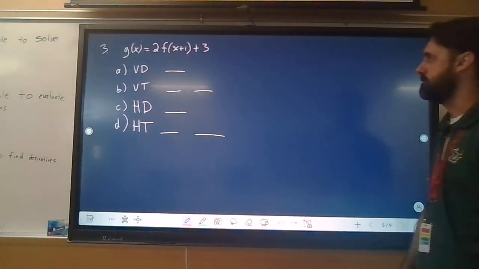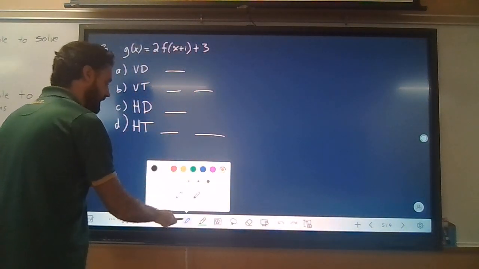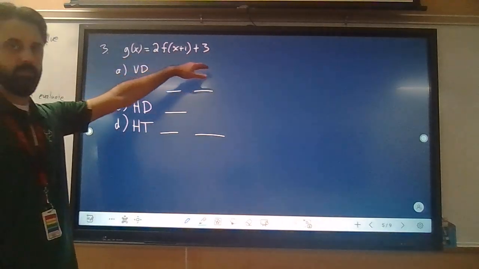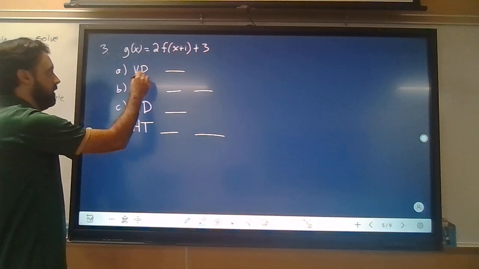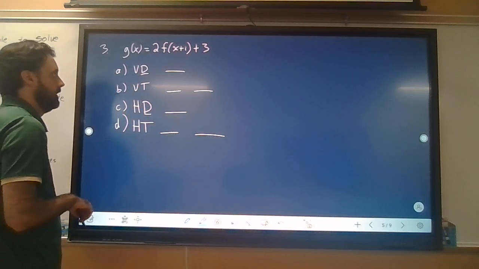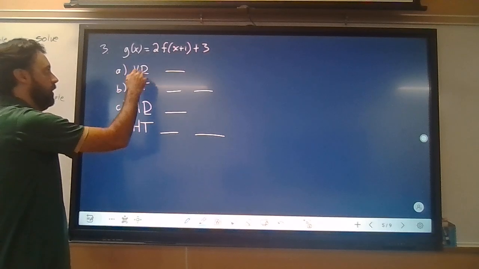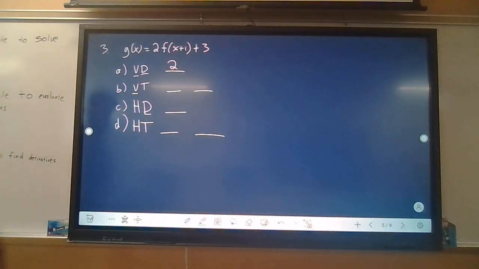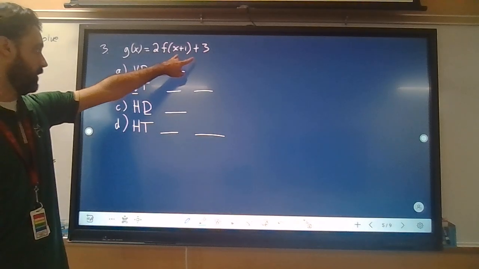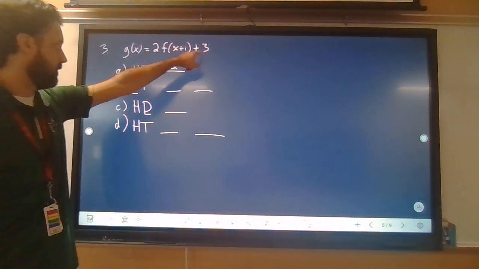All right, number 3. Same idea here, but we're not working with x squared. We're working with a generic function. So a 2 out front that's being multiplied. Remember, multiplying is always a dilation, and it's on the outside, which is vertical. So this 2 is a vertical dilation by a factor of 2. The adding and subtracting are going to be translations. Inside is horizontal, outside is vertical.